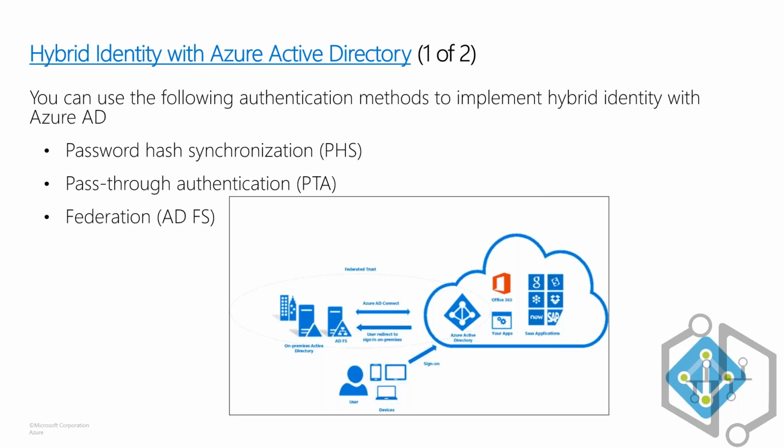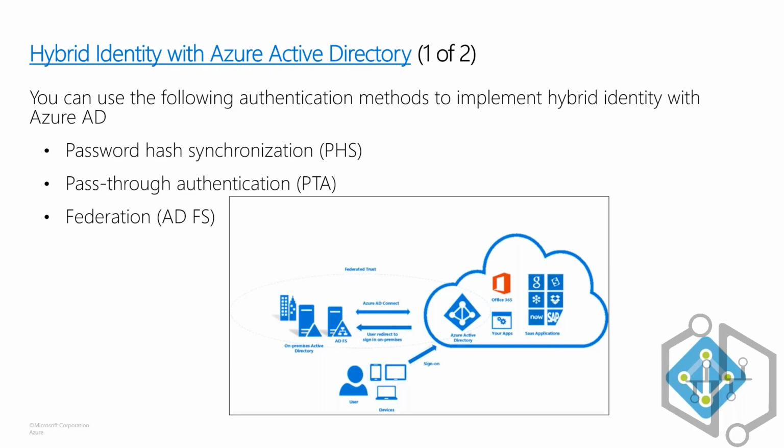Second is pass-through authentication, where you have an agent installed on the client environment, the client Active Directory. That is your pass-through authentication. The third one is federation, which is Active Directory Federation Services.